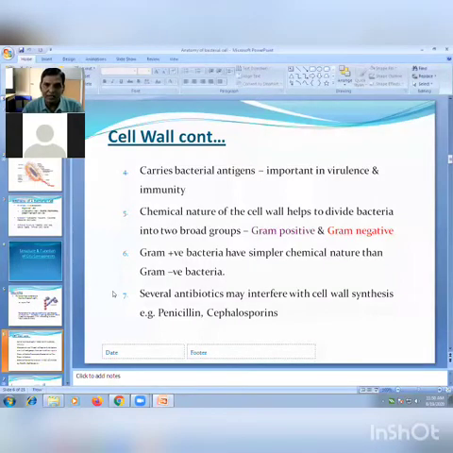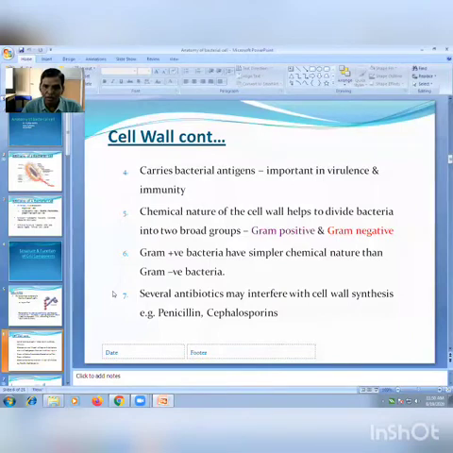So the cell wall carries bacterial antigen. The chemical nature of the cell wall helps to divide bacteria into two broad groups, gram-positive and gram-negative. Gram-positive bacteria have a simpler chemical nature than gram-negative. The gram-positive bacterial cell wall is a single layer and thick, while in gram-negative it is bilayer and thin in nature. Several antibiotics may interfere with cell wall synthesis, for example cephalosporin and penicillin. They act directly on the cell wall and kill the bacteria.